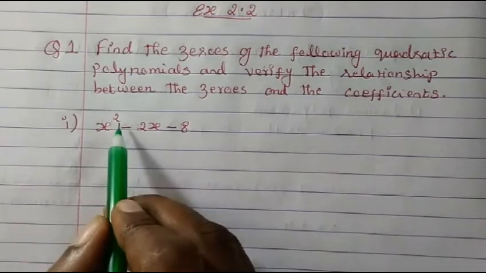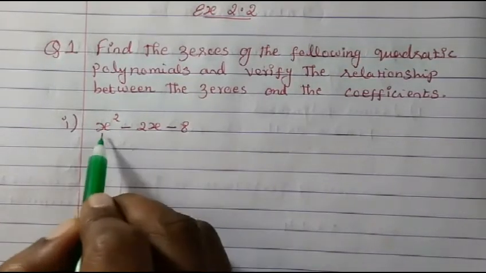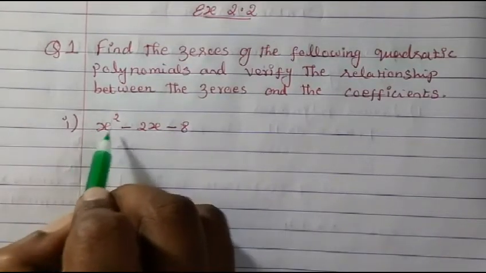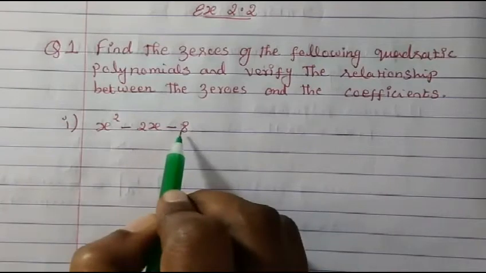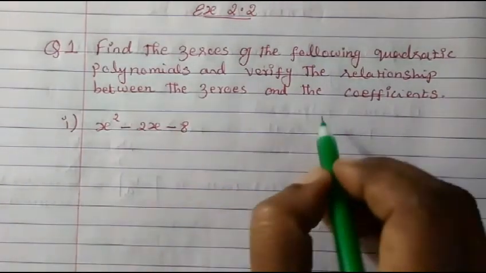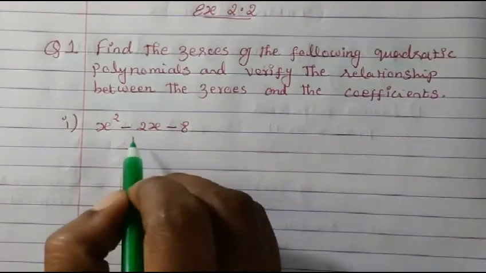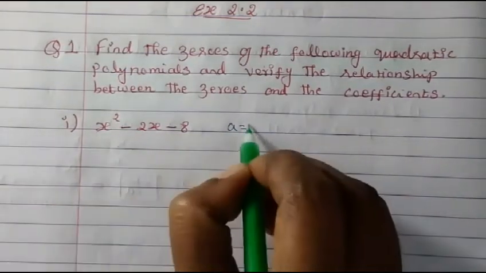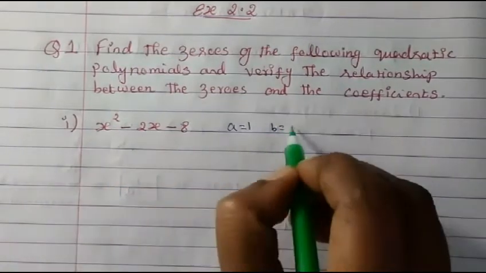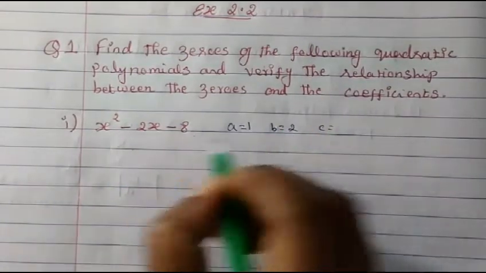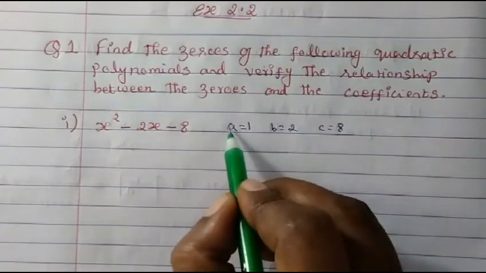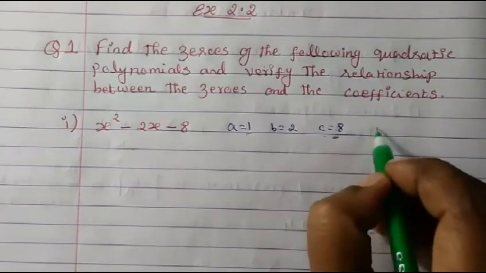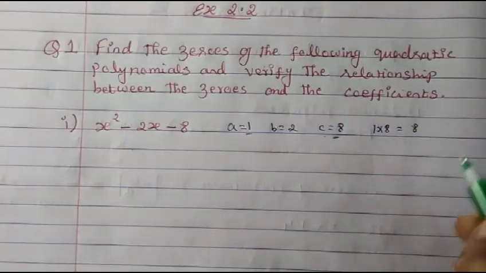When it is a quadratic polynomial, how to do the factorization. First term and the last term, the coefficient of x square and the constant term, you have to take. Or I can also make it easy for you. You have to write the value of a. A is what here? 1. And b is what here? 2. And c is what here? 8 here. So what you have to do is a and c, the first term and the last term, you have to multiply. So 1 into 8 will give us 8.